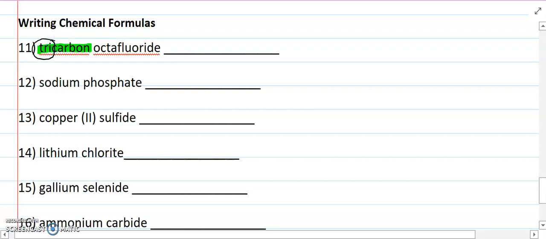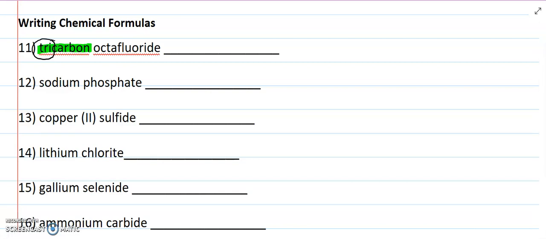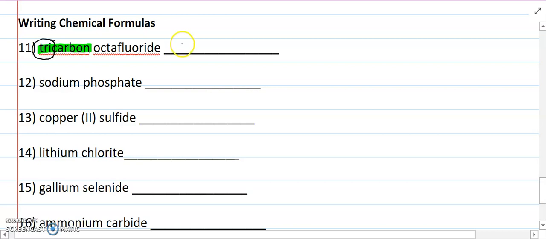Now, covalent prefixes tell you exactly what the formula is. Tricarbon, the prefix tri means 3, literally means 3 carbon. And I have 3 carbon that I'm going to write C3. Octafluoride literally says 8 fluorine. So I'm going to have F and 8, and I'm going to have a formula C3F8.